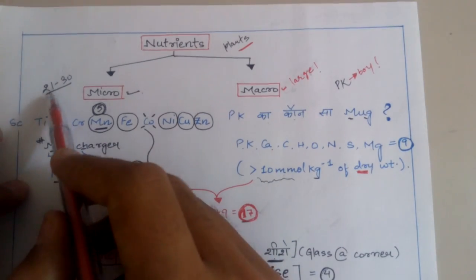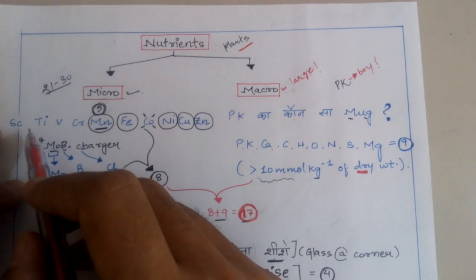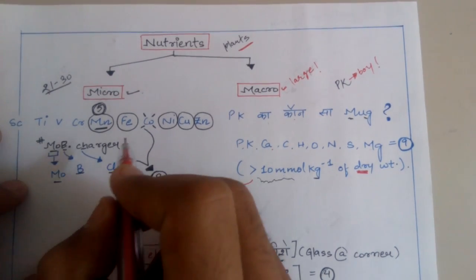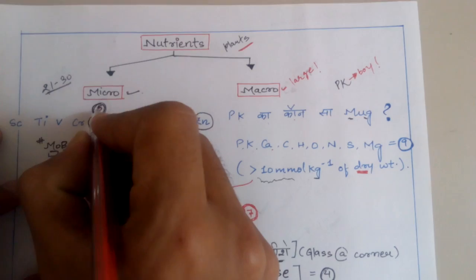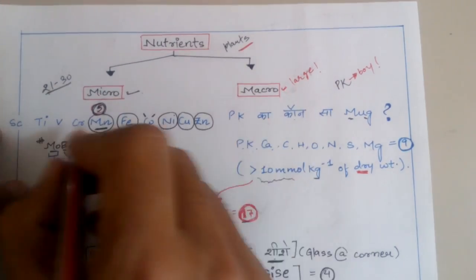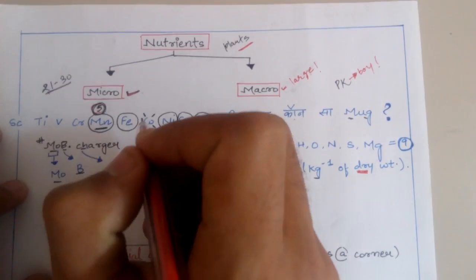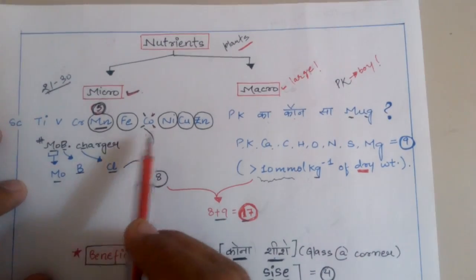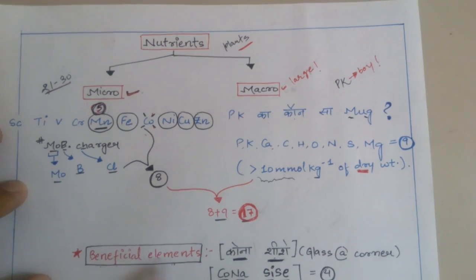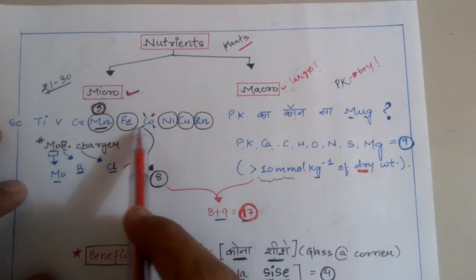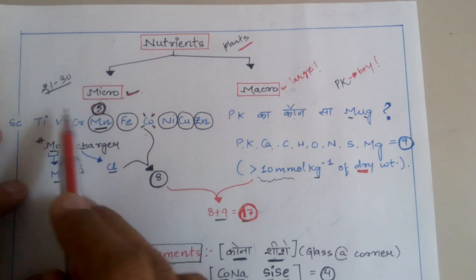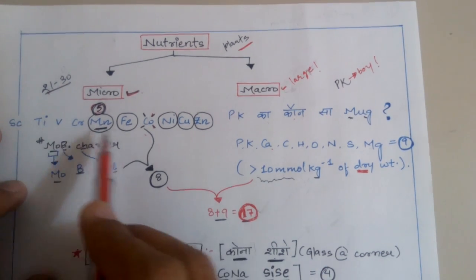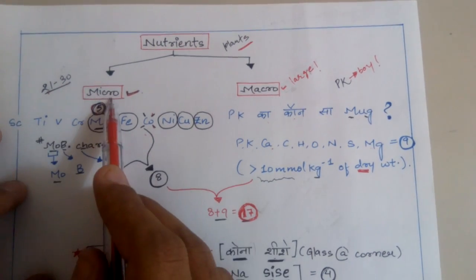Let us write 21 to 30 atomic numbers, that is scandium, titanium, vanadium, chromium, manganese, iron, cobalt, nickel, copper, zinc. From the fifth element, that is manganese, the next 5 elements are micronutrients except cobalt. Why is cobalt not included in micronutrients? Because cobalt is present in another category, that is the beneficial elements. So except cobalt, from the fifth element of this series, the remaining 5 elements would be micronutrients.